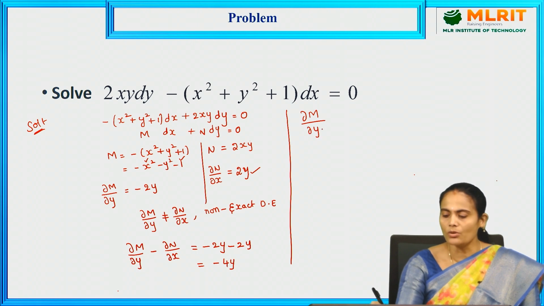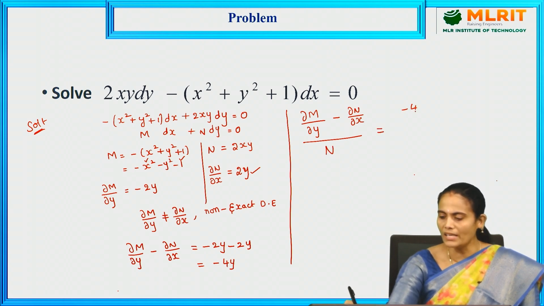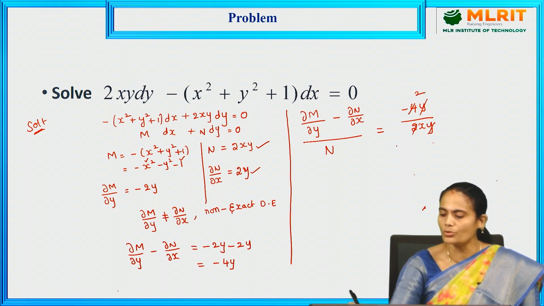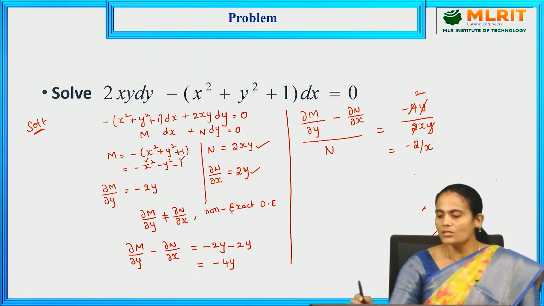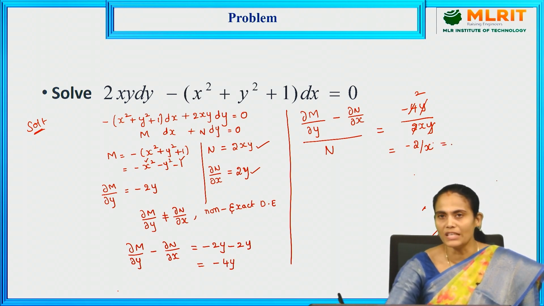And now we have to divide this value by the capital N. So (∂M/∂y minus ∂N/∂x) divided by N is equal to minus 4y by, what is the capital N here? 2xy. So y gets cancelled here, and the 4 and 2 also cancel. So here we get minus 2 by x as the value of (∂M/∂y minus ∂N/∂x) divided by N. Observe that this value is completely in terms of x, so you have to assume this as f of x.